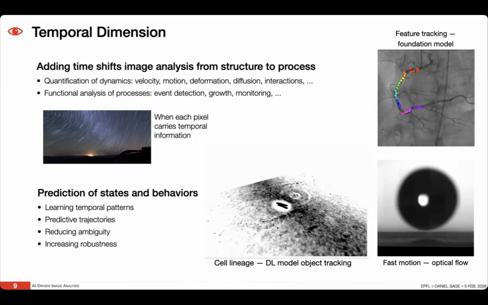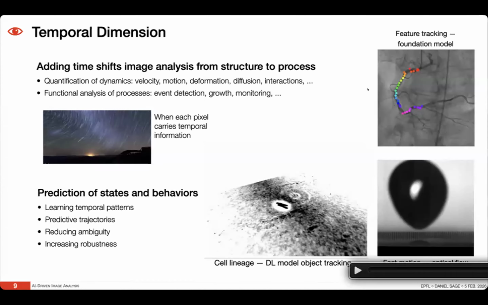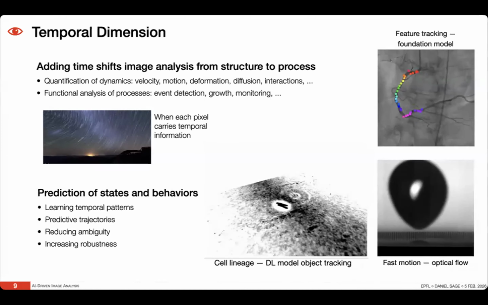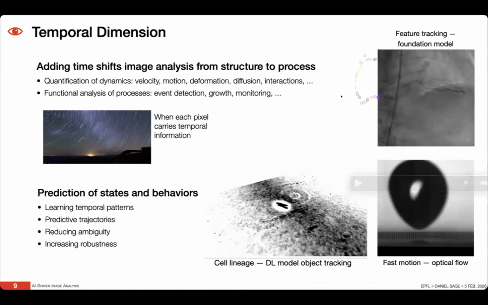I have here a few illustrations. Here it's a droplet that we acquire with a very fast camera, and with optical flow, one of the imaging techniques that we have, we can see the kind of deformation. Next one is feature tracking. Here we use a foundation AI model to track the features. You see that we are able to track the aorta in the medical imaging.